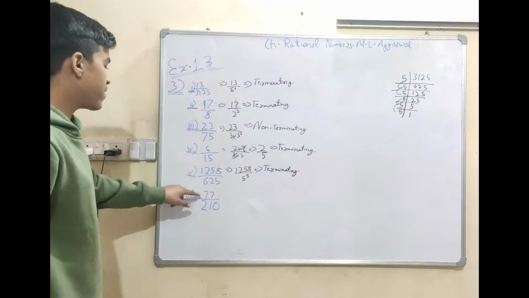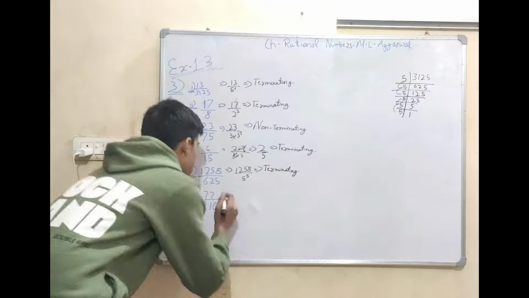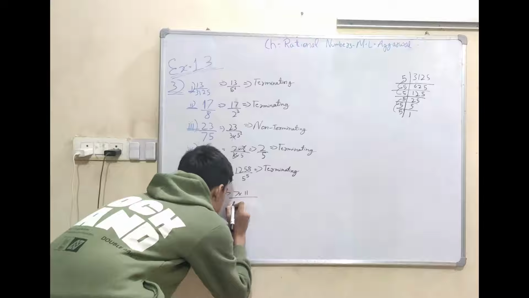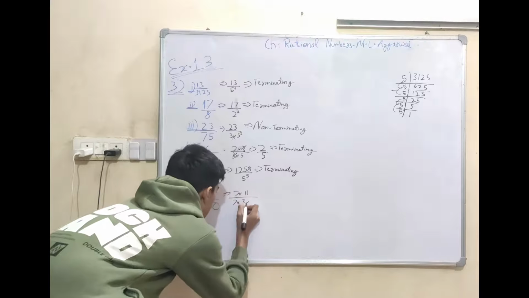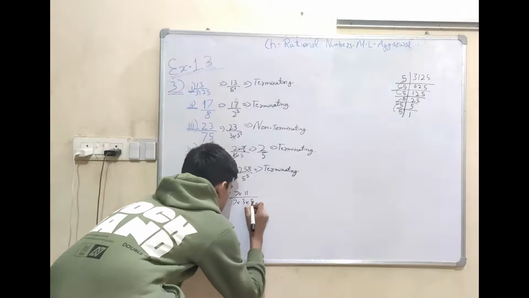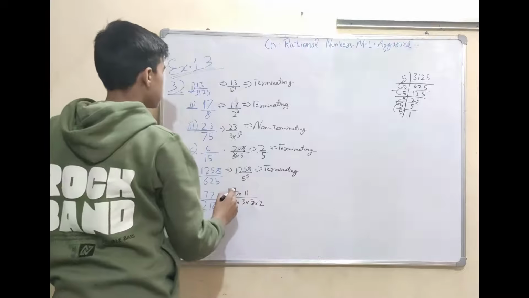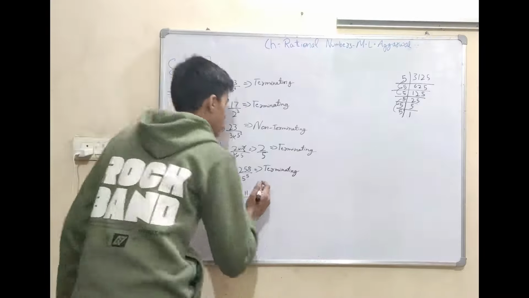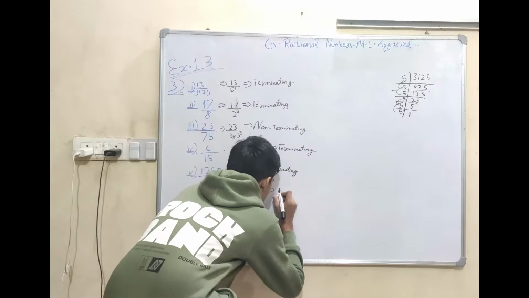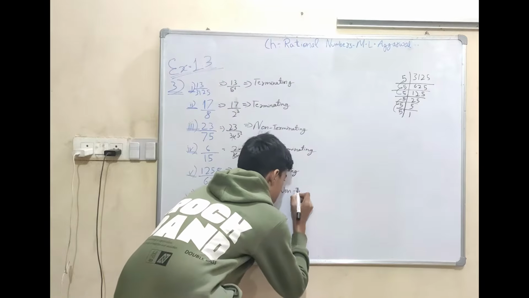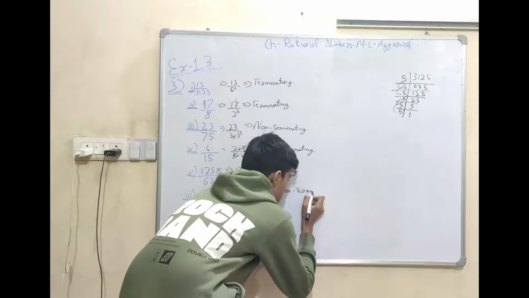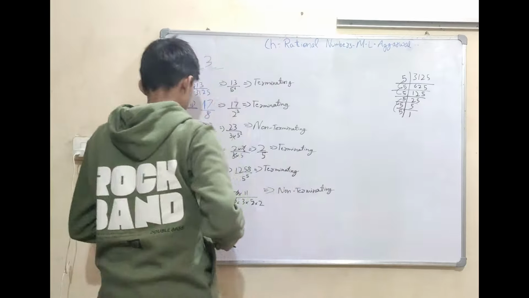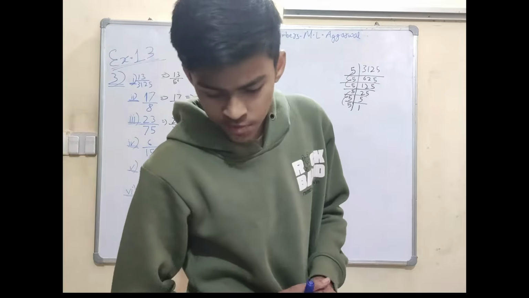So next is 77 upon 210, which is 7 into 11 upon 7 into 3 into 5 into 2. So 7 gets cancelled, but 3 is still there, so it's non-terminating. So the fourth question is also the same.